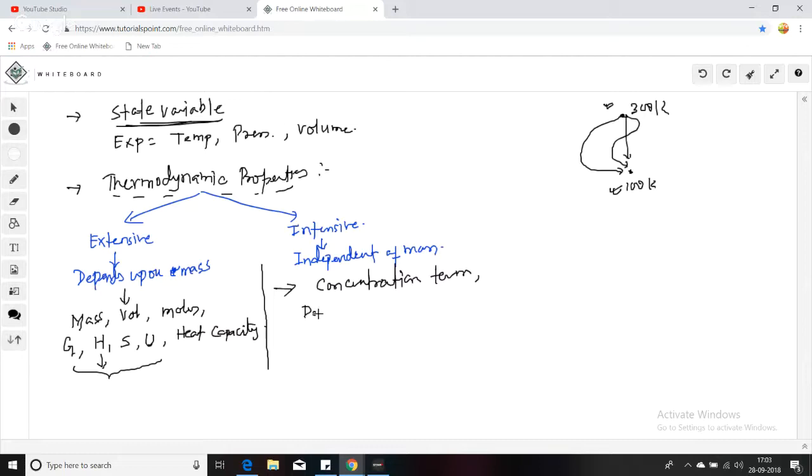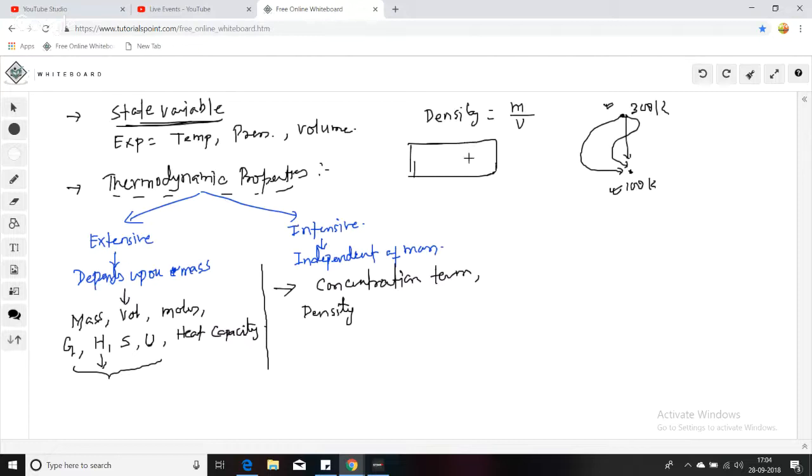Density is also an intensive property, right? Density you write as mass by volume, but this is actually an intensive property, because suppose you have water, whether you take 1 glass of water or 1 bucket of water, the density of water will not change, correct? So density is always an intensive property. If you change the mass, in proportion to that the volume also changes, so that m by v ratio will be maintained.